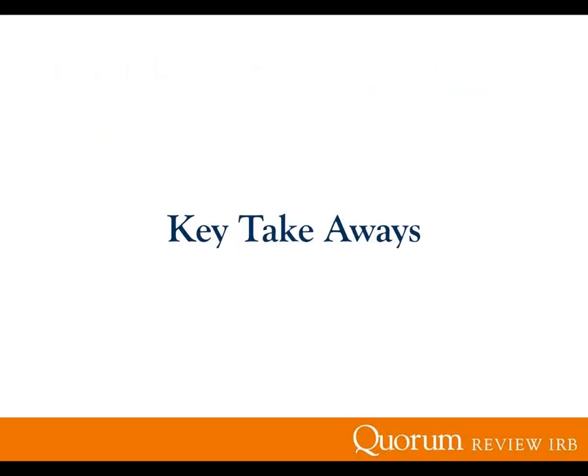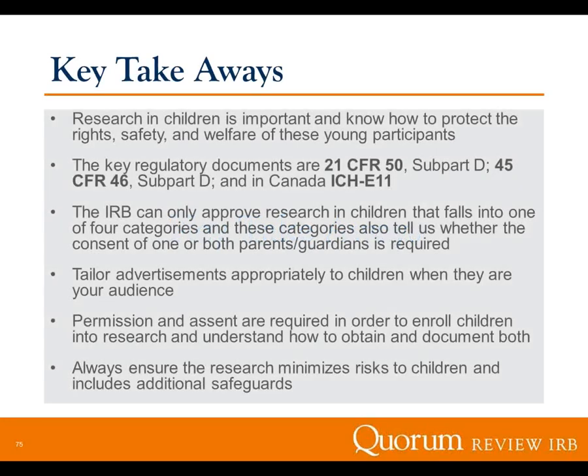So the key takeaways from today. First, from the beginning, we know that research in children is important, and we also know that it's important to understand how to protect the rights, safety, and welfare of these young participants. The key regulatory documents we're talking about for submitting pediatric research to the IRB are 21 CFR 50, Subpart D, 45 CFR 46, Subpart D, and in Canada, ICH E11. Next, the IRB can only approve research in children that falls into one of 4 categories, and these categories also tell us whether the consent of one or both parents or guardians is required.